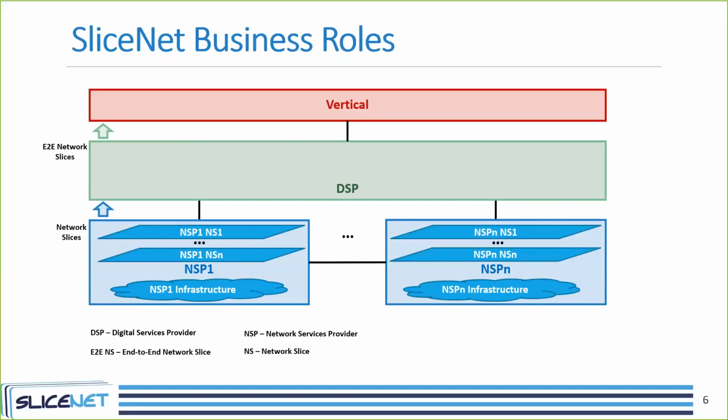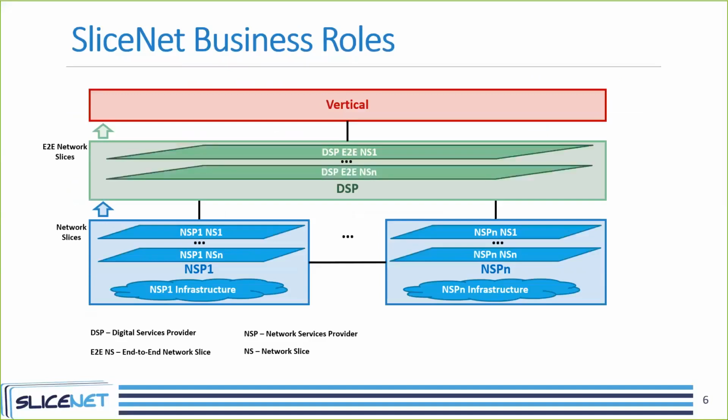The DSP is what we call the digital service provider. The digital service provider will grab every one of these network slices that he needs, and will compose an end-to-end network slice. This end-to-end network slice will reflect the kind of service that he will offer to the vertical. This service will have special requirements according to the vertical needs. So mainly these are the three major players that we have identified: the vertical, the DSP, and the NSPs.